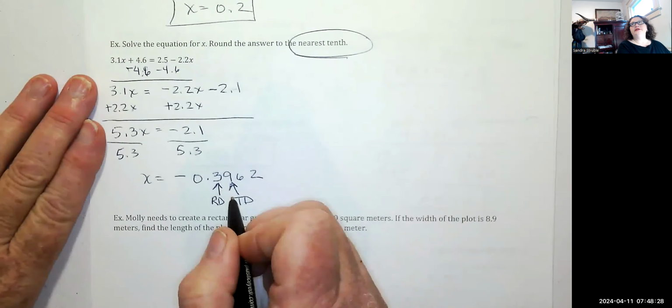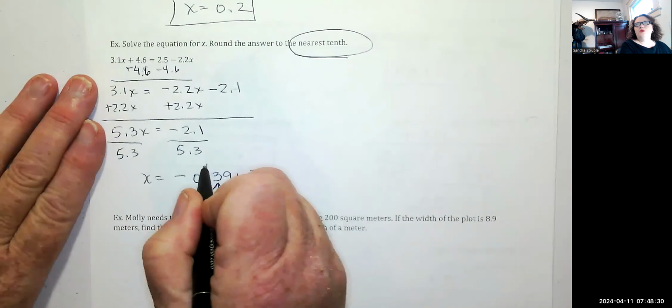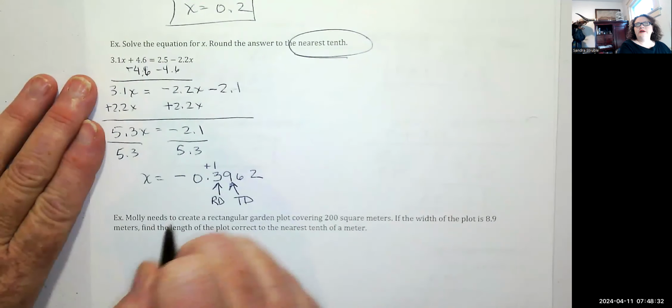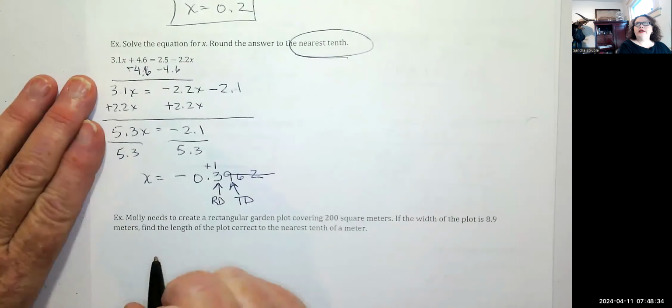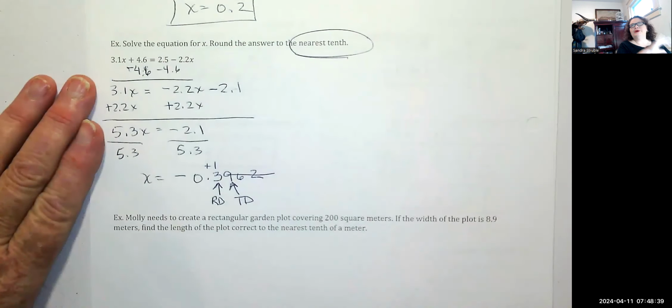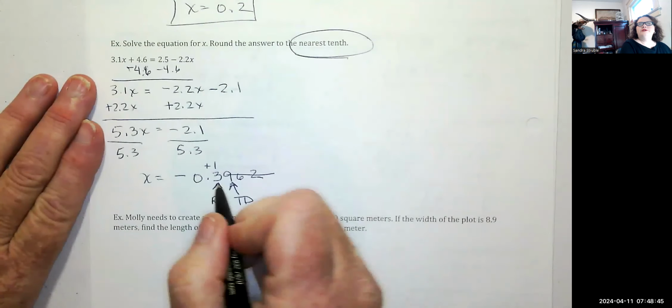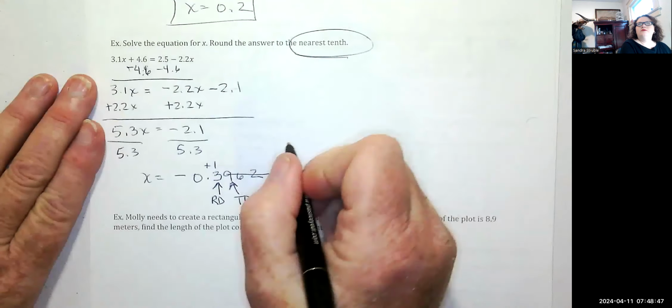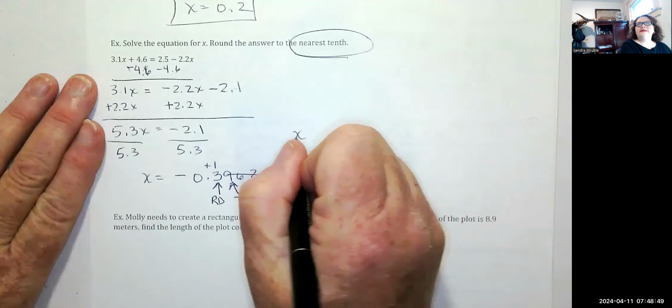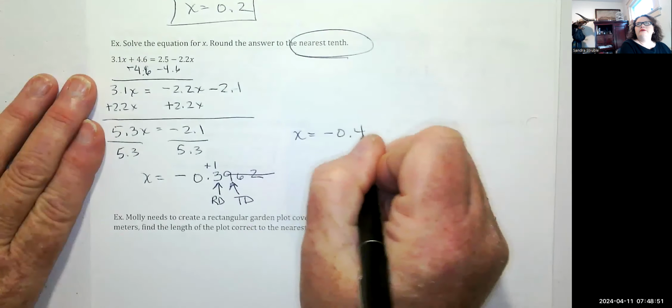If the test digit is 5 or greater, you add 1 to your rounding digit and everything else is truncated. Remember, that means it goes away. It becomes zeros, and any zeros after a decimal at the end of the number do not matter anymore. So this is going to become, we're adding 1 to it, so that x is equal to negative 0.4.